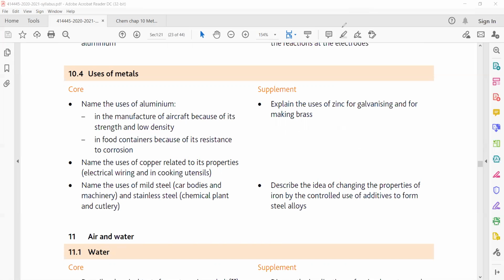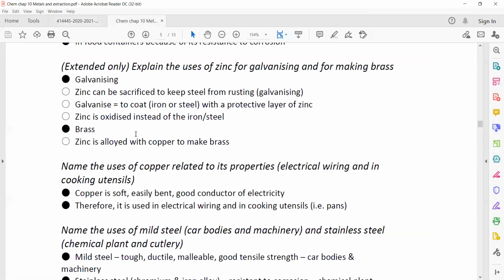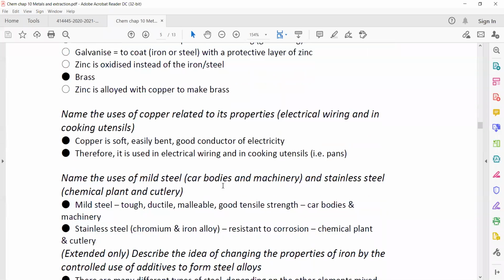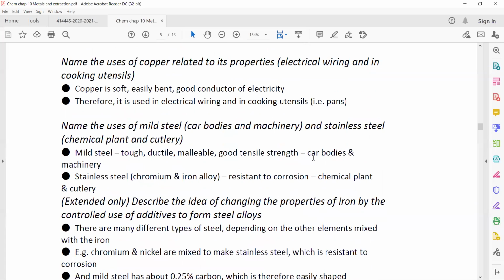Name the uses of copper related to its property, like electrical wiring and cooking utensils. So why is copper used for electrical wires? Number one, it's ductile, that is one thing, and a good conductor. And the second thing, why can it be used as a cooking utensil or pan? Because it is a good conductor of heat, and it is also malleable. For wires, it is ductile and a good conductor. And for cooking pans, it is malleable and a good conductor of heat energy.